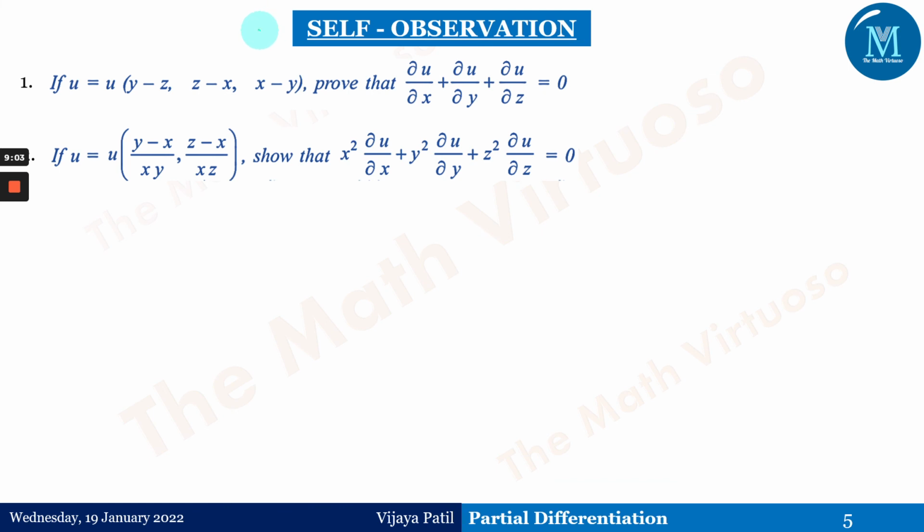Okay, and this is a self-observation slide wherein 2 questions have been given to you, and they are proof-type questions, so it is easy for you all to go about and find out this.